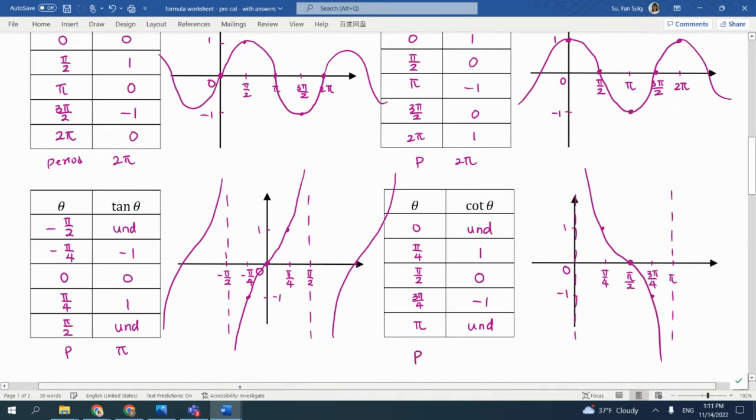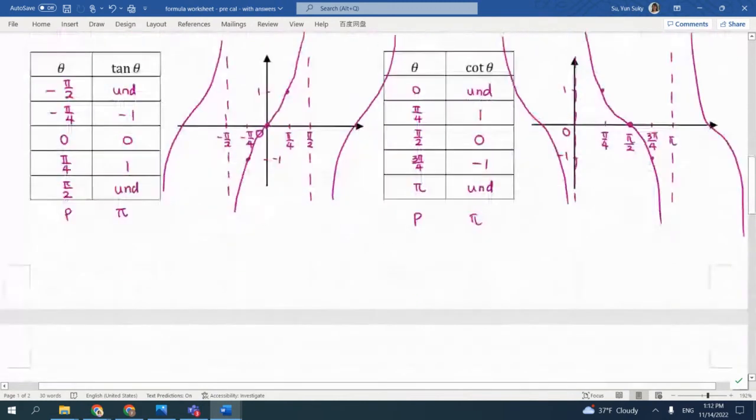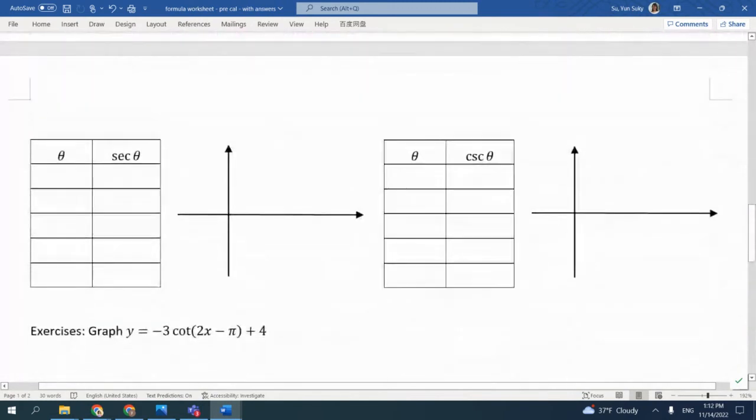What's the period? Pi, exactly. So therefore, if you want to draw more copies, it looks like that. This is not very pretty. Okay. So far, so good, everybody? So these are the points you need to remember. Yes. Okay.